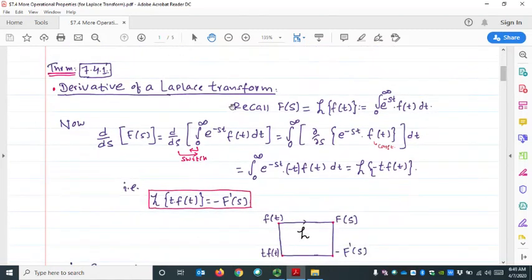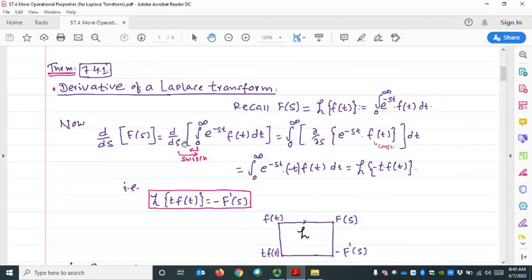First, let me talk about the derivative of a Laplace transform. Recall that the Laplace transform of little f of t is denoted and defined by capital F of s equals the improper integral from 0 to infinity of e to the power negative st times little f of t dt. So now let's start taking the derivative of the transform. d over ds of capital F of s equals, by definition, d over ds of this improper integral from 0 to infinity of e to the power negative st times little f of t dt.